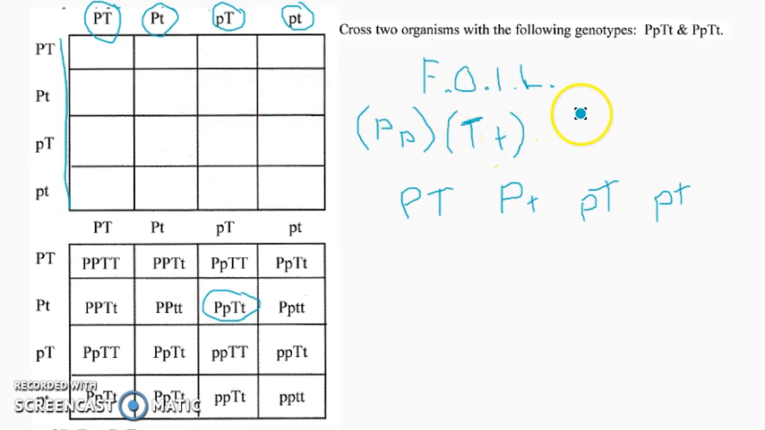Okay, that should be pretty straightforward. Try those other practice ones. Once you get this method down, it flies along and you'll probably quickly get bored of it because it's too easy. I hope.